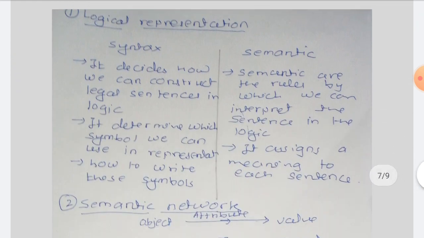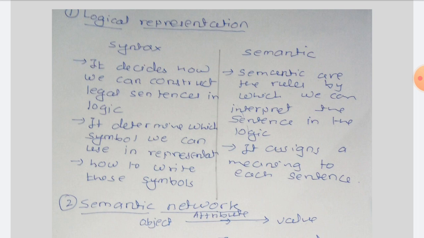Logical representation. It is a language with some defined rules which deal with propositions and has no ambiguity in the representation. It represents a conclusion based on various conditions and lays down some important communication rules. Each sentence is translated into logic using a syntax and semantics. Simply we can say that syntax is nothing but the grammatical way to represent, and semantics is what? The meaning.